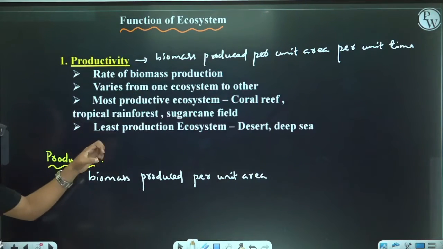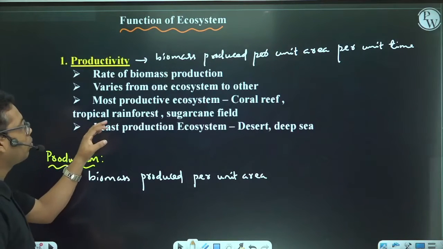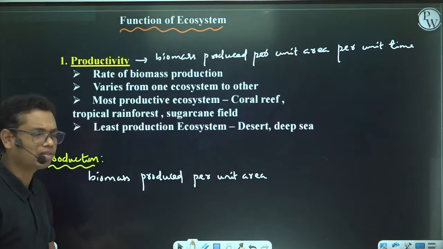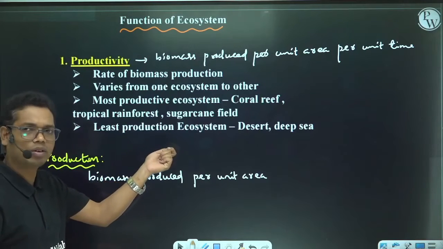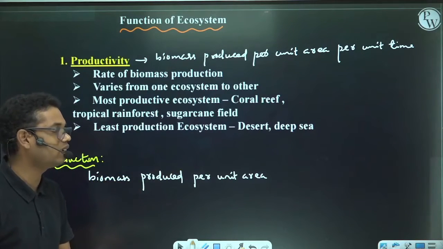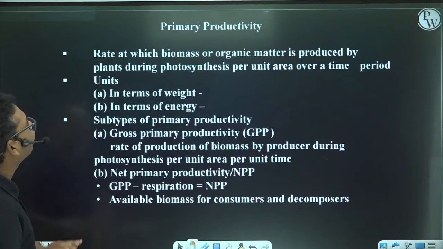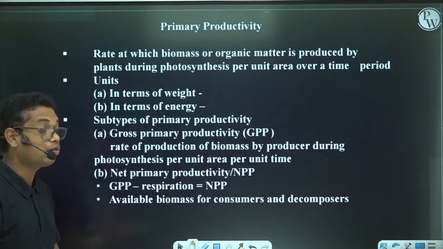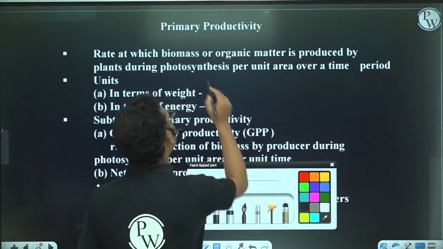And the productivity of different ecosystems varies. Maximum productivity is observed in ecosystems like coral reef, tropical rainforest, and sugarcane field. And minimum or least productivity is observed in ecosystems like desert and deep sea. Now what is primary productivity? Productivity is of various types, and one is primary productivity.